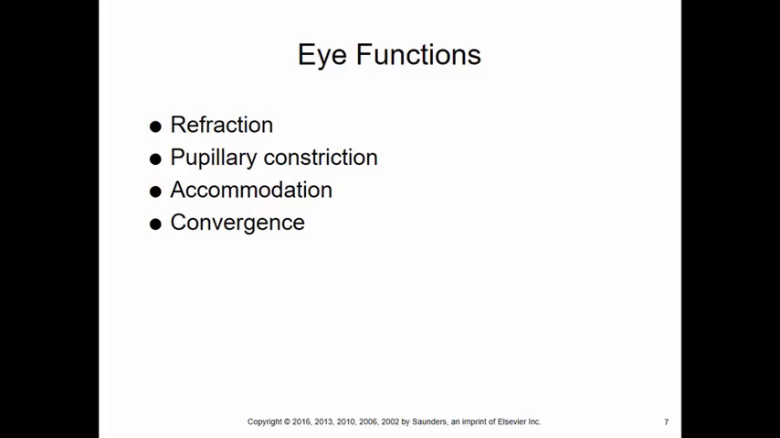Convergence is the fourth and final aspect that our eye needs to have in order to provide clear images. Convergence is the ability to turn both eyes toward the nose so that only a single image of a close object is seen. So as we move an object closer and closer to our nose, we aren't seeing it with both of our eyes separately. That is what convergence is.